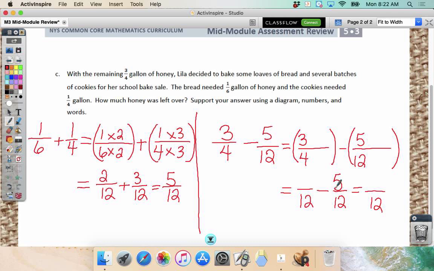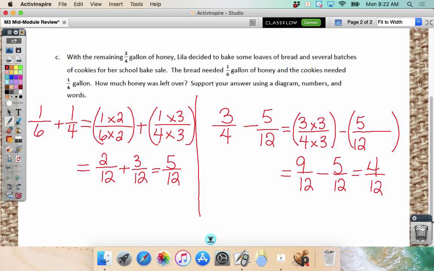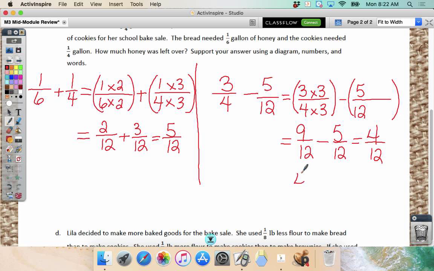And then 4 times what equals 12? 3. 9. Okay. 9/12 minus 5/12 is 4/12. You can simplify it. Very good. By 4. Divide it by 4. I think I'm going to rewrite it because I'm kind of out of room. So if I do 4/12 and I divide it by 4, what does that give me for an answer? 1/3. So she has 1/3 gallon of honey left.